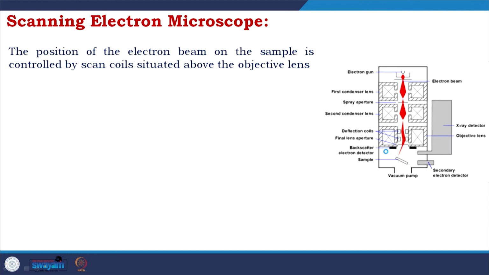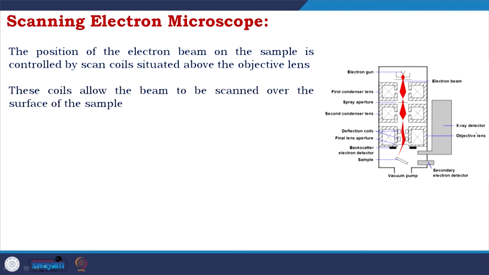The position of the electron beam on the sample is controlled by scan coils situated above the objective lens. So, when you see here, we will see the coils present here. This is the objective lens. These coils allow the beam to be scanned over the surface of the sample.